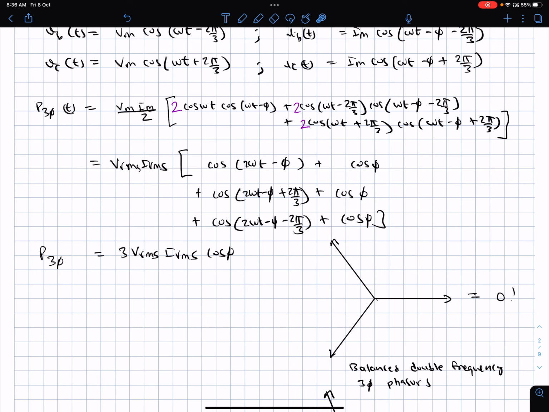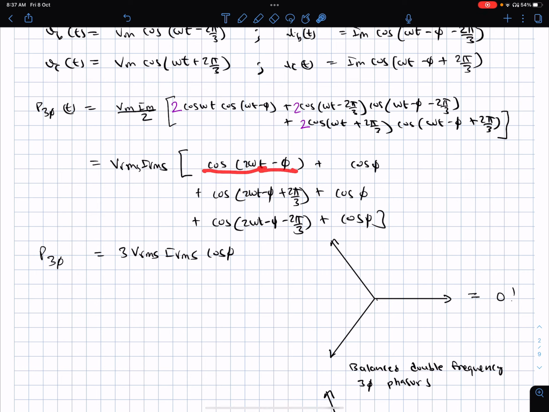Now I am going to draw these sinusoids again as phasors, but these phasors are now at double frequency. They are not at single frequency, they are at double frequency. You can do phasor analysis with one frequency all through, but you cannot do phasor analysis by mixing phasors at different frequencies.